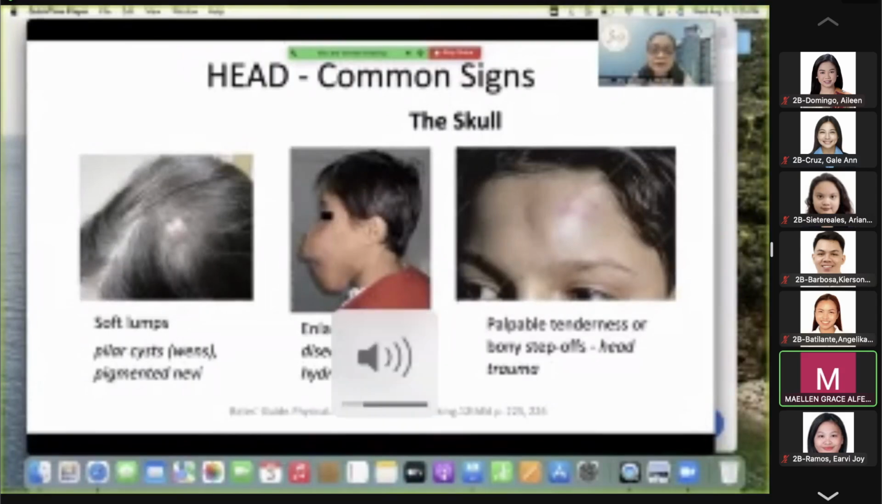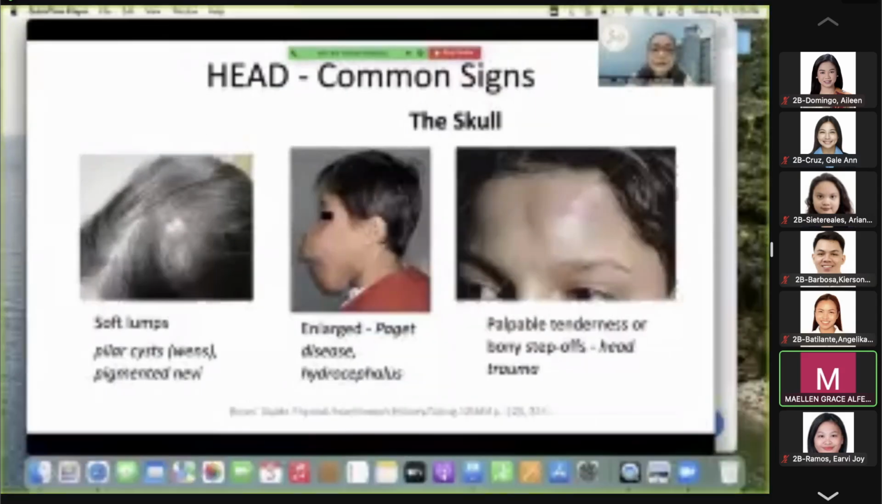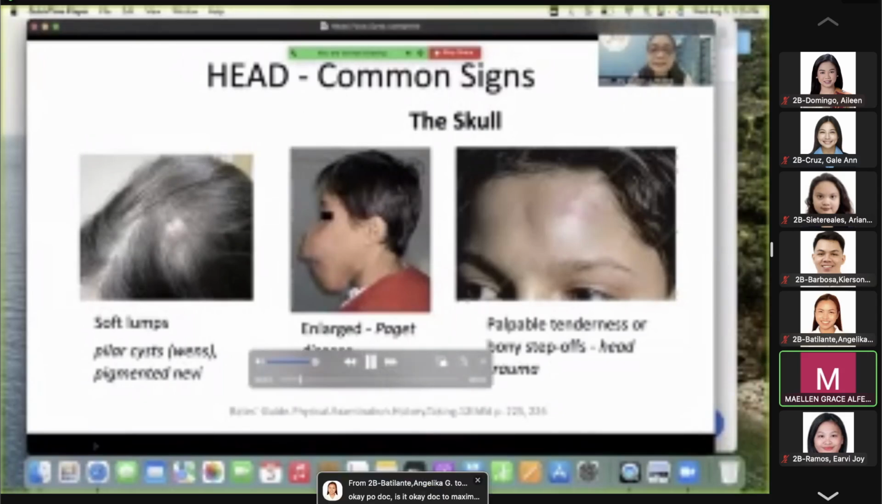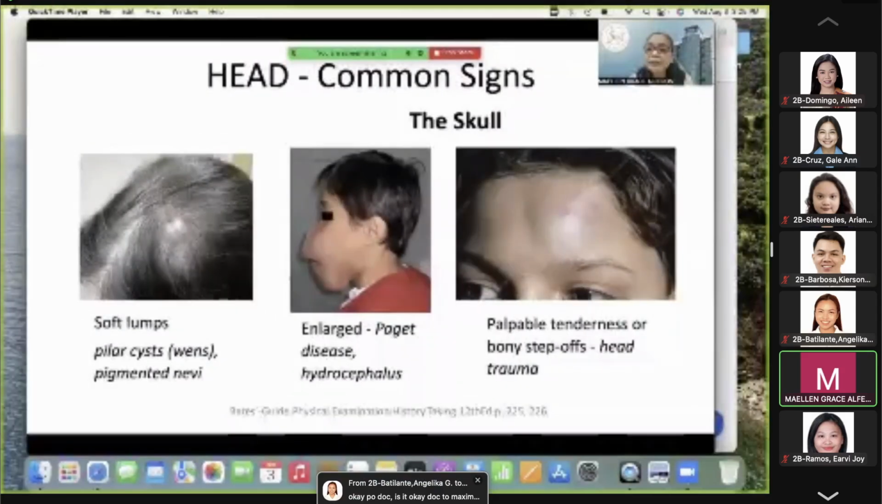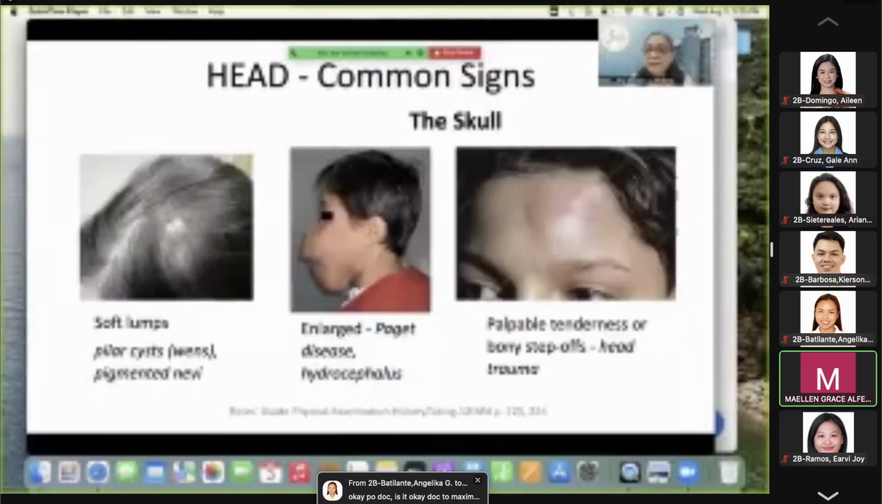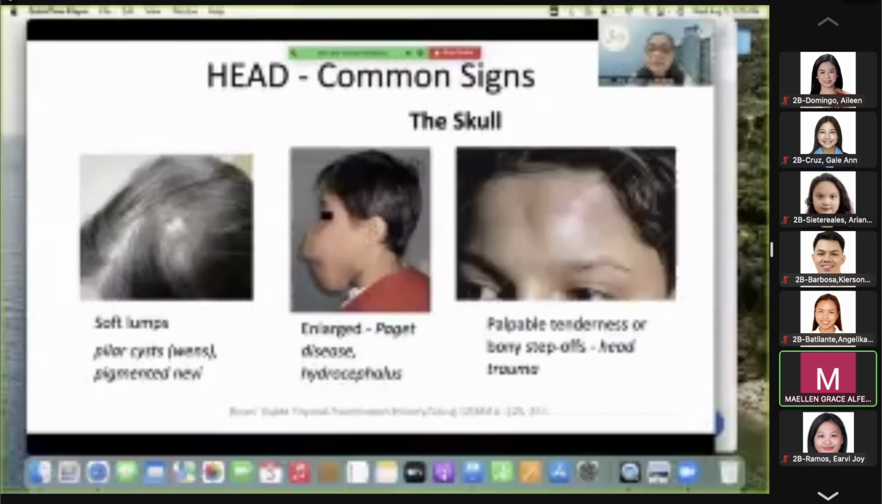Enlargement of the skull can be present in hydrocephalus, so you will see the cranial portion to be enlarged. But in this picture, this is an example of an enlargement of the skull, mainly in the maxillary area as well as the mandibular area, as seen in Paget's disease. Now, palpable tenderness. Here you can see redness on the forehead. And if you palpate this one, this is probably secondary to head trauma. And sometimes you can see bony step-offs that are also seen in head trauma.